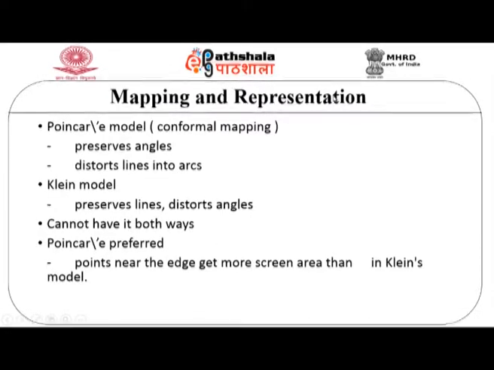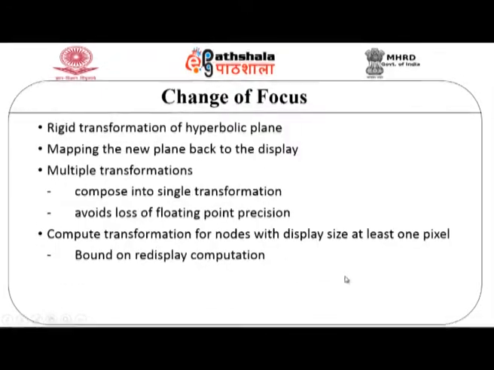The next issue that we come across in focus plus context approaches is mapping and representing the data. In the Poincare model or conformal mapping, we preserve the angle and distort the lines into arcs. Whereas in the Klein model, we preserve the lines and distort the angle. So we cannot have it both ways. In such a case, Poincare is preferred, that is, the points near the edge get more screen area than in the Klein model.